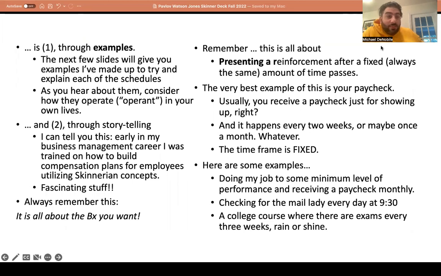So here are some examples. The next few slides will give you examples I've made up to try and explain each of the schedules. As you hear about them, consider how they operate in your own lives, and through storytelling. So Dr. Russo was in business management.